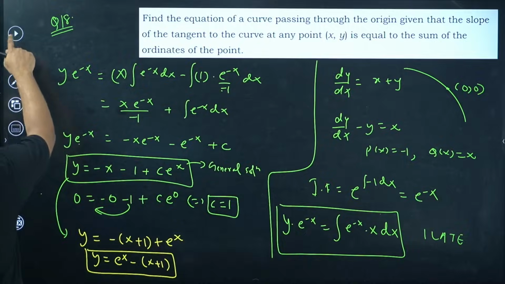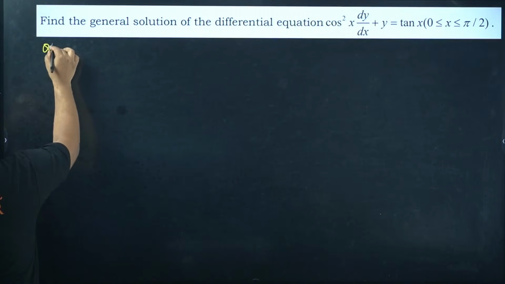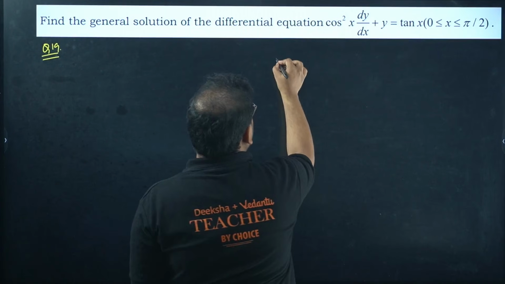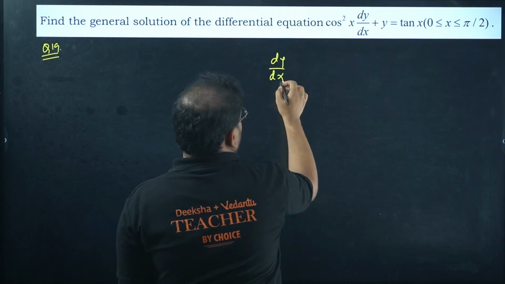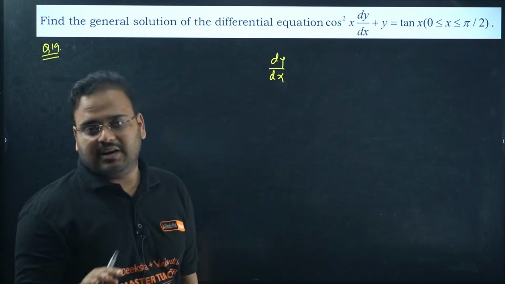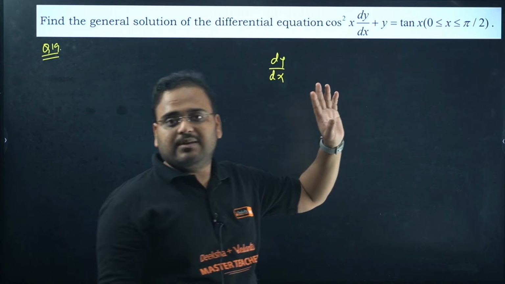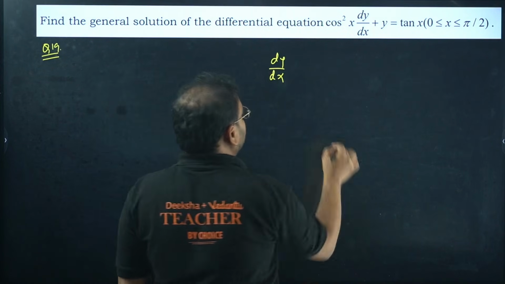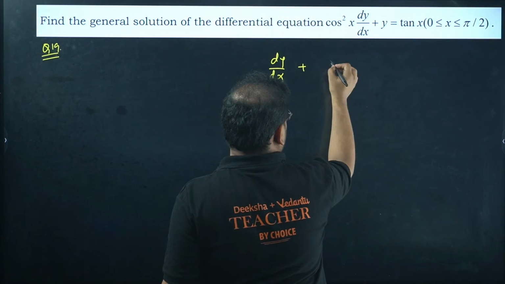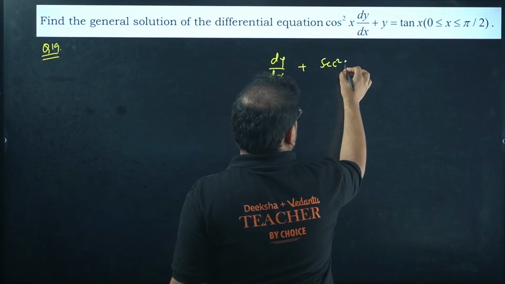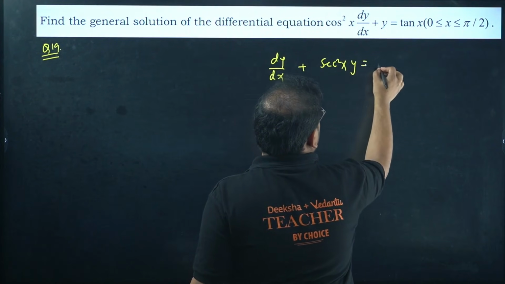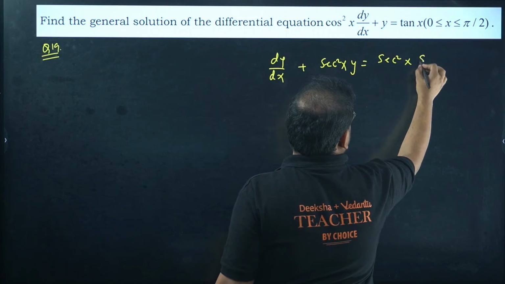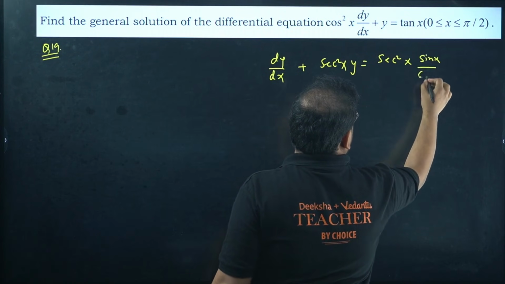Clear guys? Question number 19. Find the general solution of the given equation. A very simple one. dy by dx, you want to form the standard form of LDE. cos square has to be moved to the other side because you cannot have anything as the coefficient of dy by dx in LDE. So you have y upon cos square, meaning secant square x times y, and here again secant square x and sine by cos x.